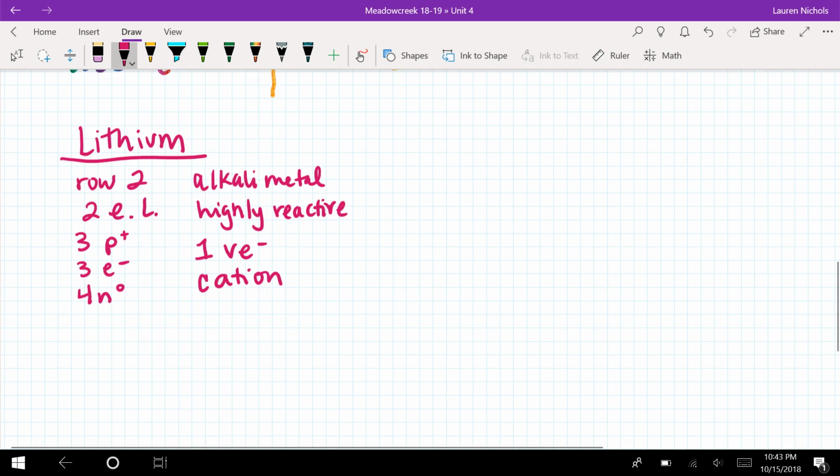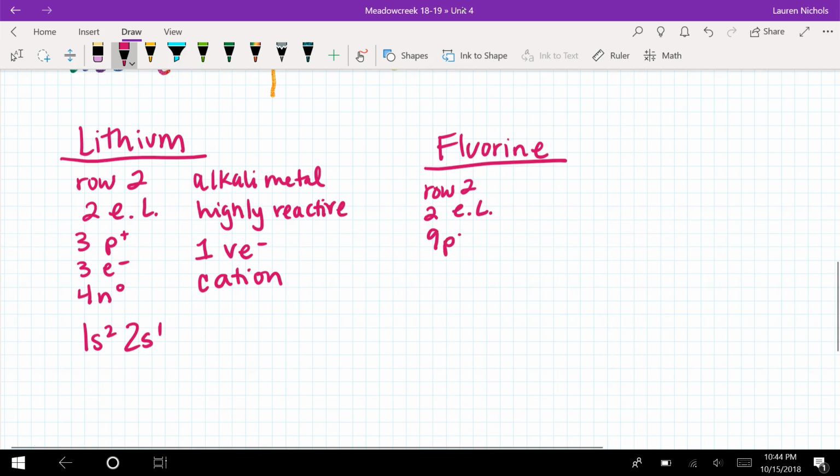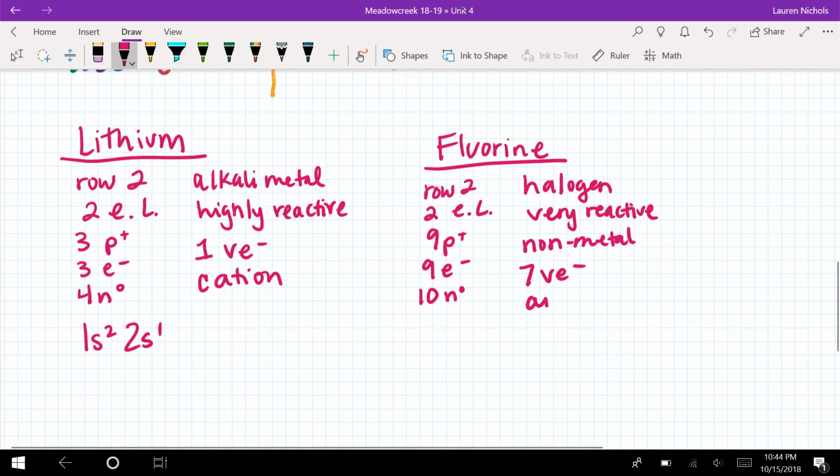Okay, and if I have an element such as fluorine, fluorine is also on row two. Oh, and I would also know the electron configuration, 1s2, 2s1, right? We've learned that. So it's on row two, which means it has two energy levels. It is number nine on the periodic table, so it has nine protons, nine electrons, and I believe it has 10 neutrons. We know it's a halogen. It is also very reactive. But instead of being a metal, it is a non-metal. And I know it has seven valence electrons, so it's most likely to form an anion.